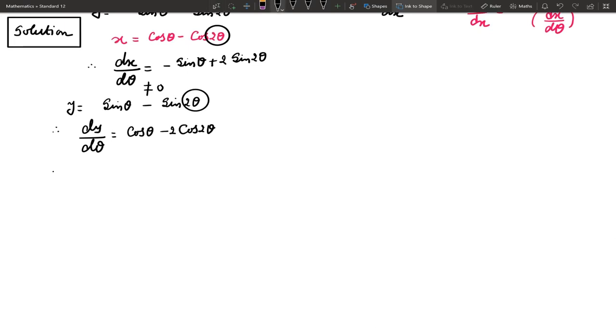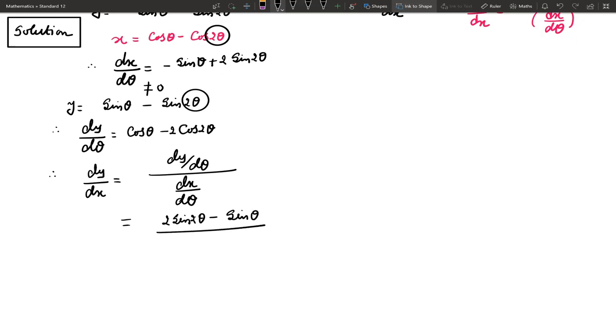So finally dy by dx is dy by d theta upon dx by d theta. So 2 sin 2 theta minus sin theta, upon dx by d theta, cos theta minus 2 cos 2 theta. This is the derivative of y with respect to x.